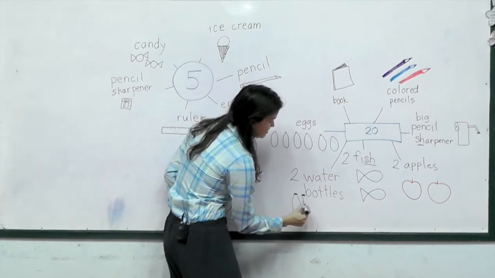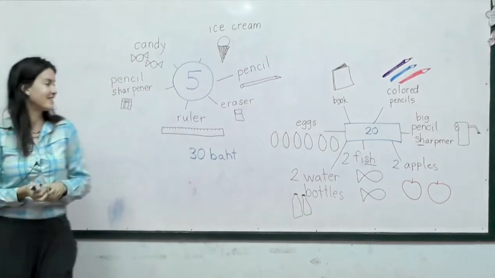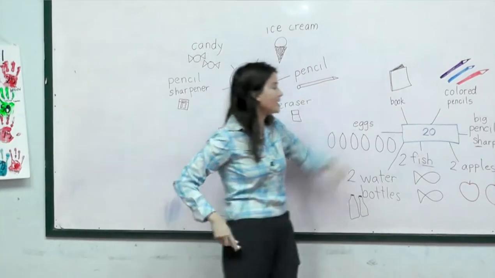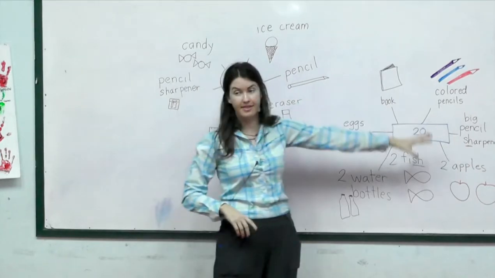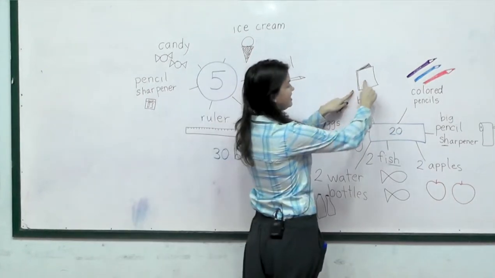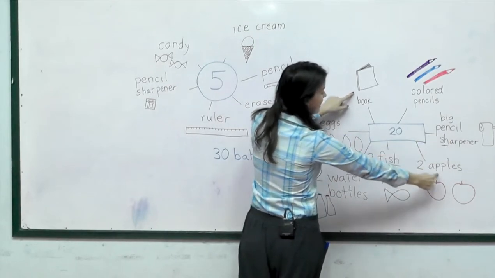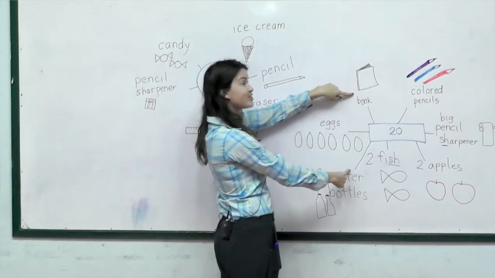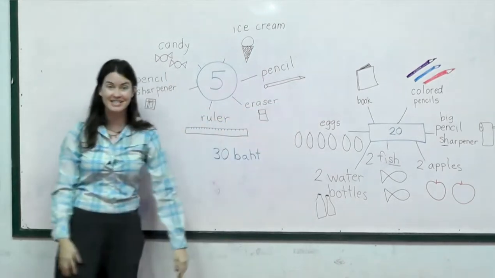Okay, we can buy a lot of stuff for 20 baht, huh? We can buy a lot of stuff for 5 baht. We can buy a lot of stuff for 20 baht. 140 baht, if we buy one of everything? Yeah, 140. Let's check. Can we count by 20s? Yes. Okay, let's start with the book. 20, 40, 60, 80, 100, 120, 140. Very nice job, friends.